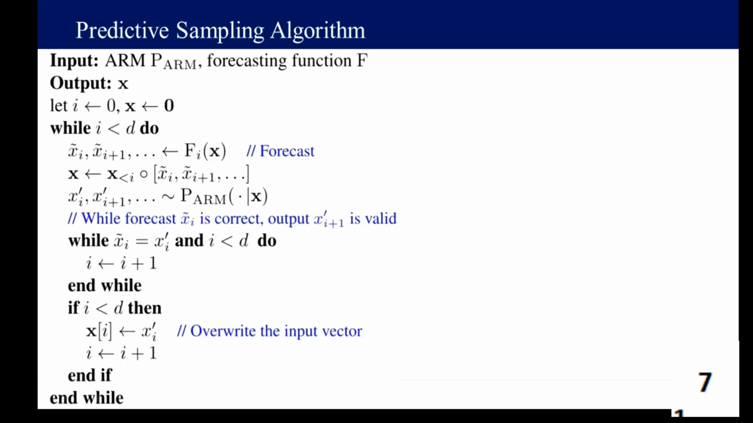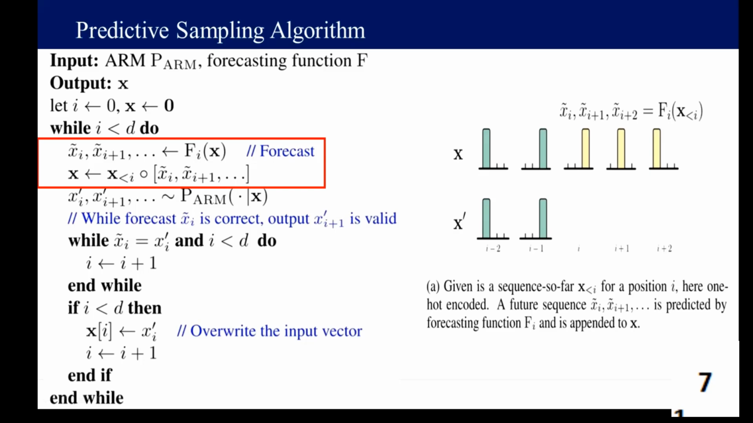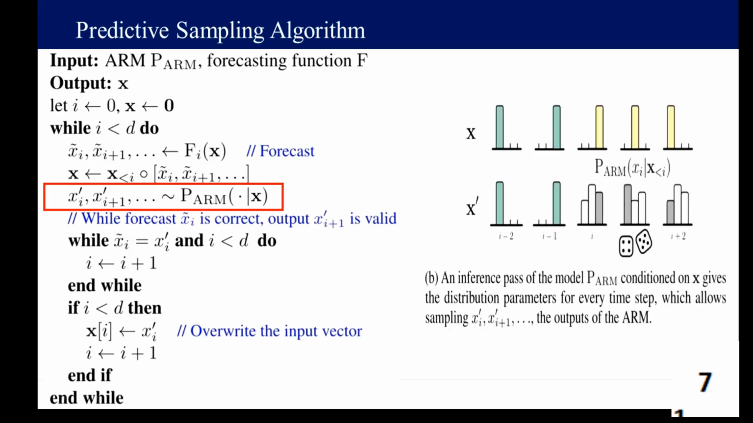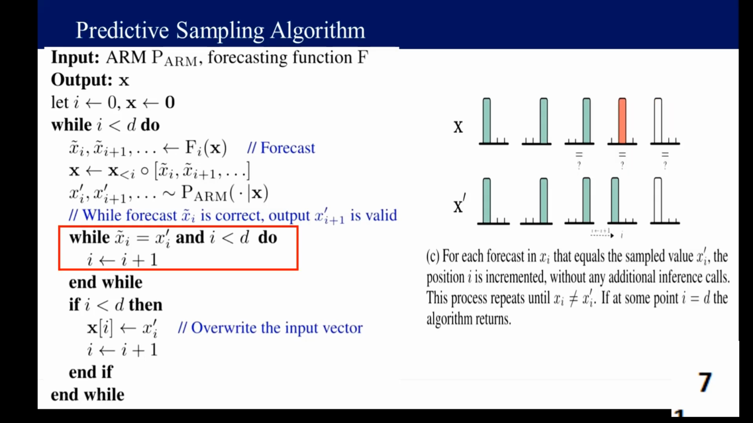The predictive sampling algorithm outputs the vector x that contains valid samples up to position i. A forecasting function f is used to compute the most probable future sequence. It is added to the forecast vector. The autoregressive model computes an output sequence for future time steps in parallel. If a forecast equals the sampled value, the position i is incremented without any additional inference call.